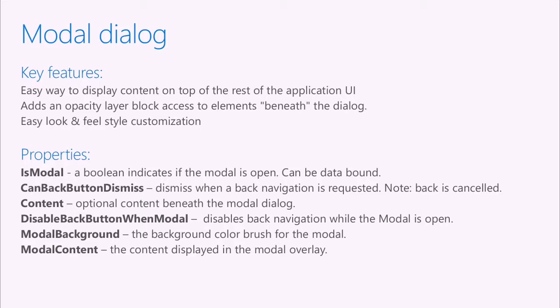Specifically, they are CanBackButtonDismiss. So let's pretend you're making just a nice little informational dialog that pops up that says your internet connection has been lost. And you wanted to pop that up and make sure they didn't miss it. But you also wanted to give them a kind of normal approach to dismiss it. And so maybe they want to hit the back button and dismiss it. So you can set that to true, and it does.